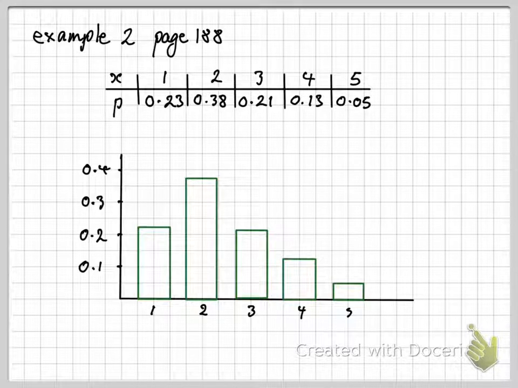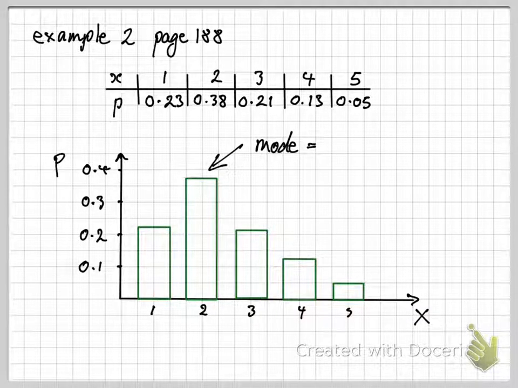Alright, now we can represent that probability distribution graphically with a column graph. Let's just fix that up. So probability on the y-axis and our outcomes down there on the x-axis. Alright, so we want the mode and the median for this distribution. Well, the mode is easy. The mode is the one with the highest probability. So the mode is equal to 2.